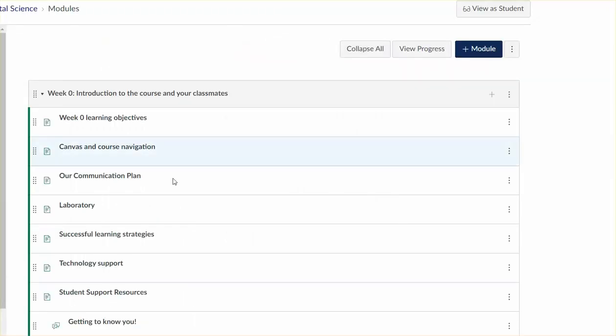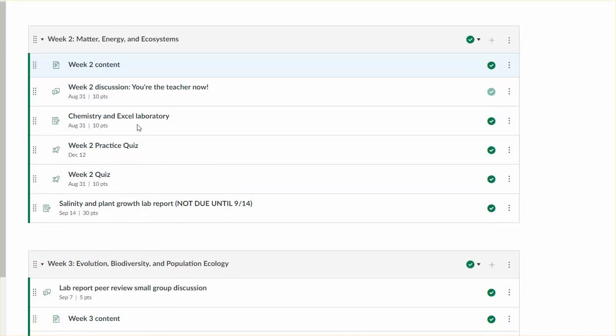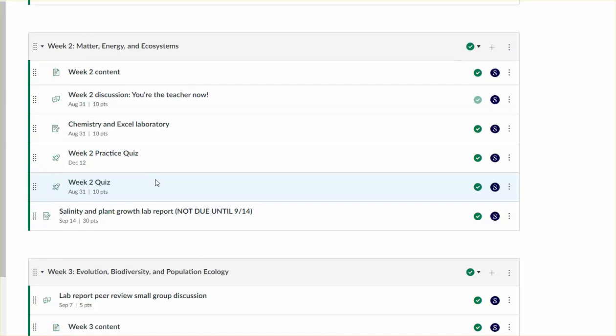So in addition to having a discussion and a laboratory, as always, there's a practice quiz here and a graded quiz. So the practice quiz is untimed. You can take it up to 4 times. It's there to help you get ready for this graded quiz that is timed. So this graded quiz is worth 10 points. And like the lab, it's due Saturday at 11:59 p.m.